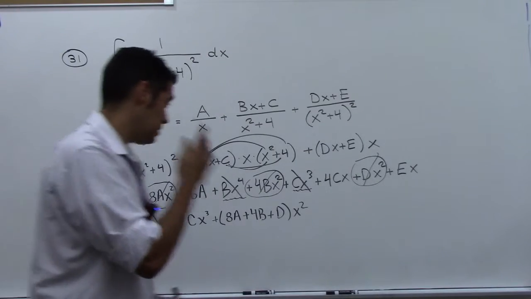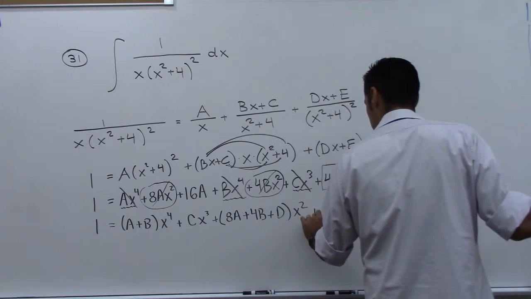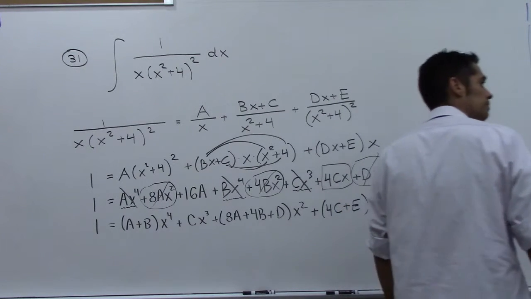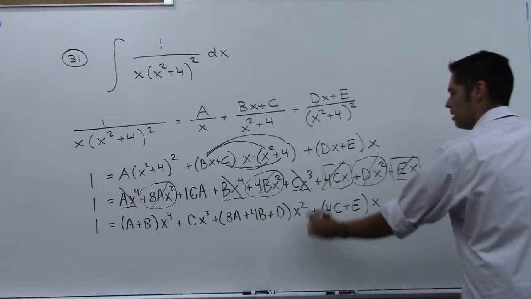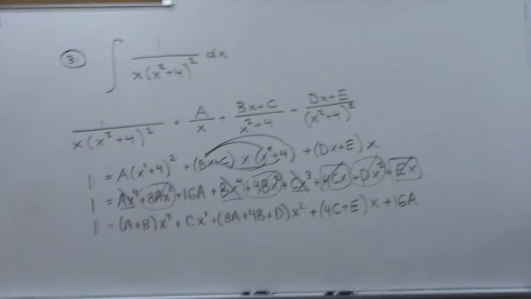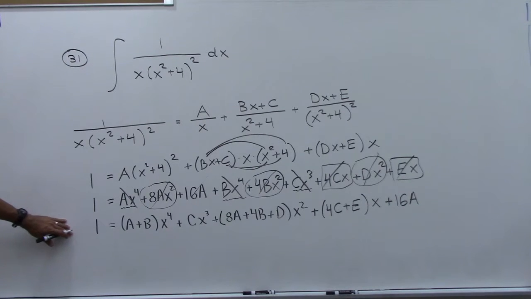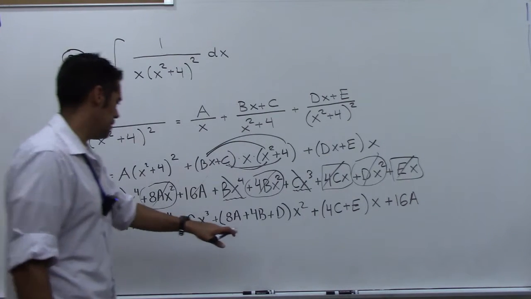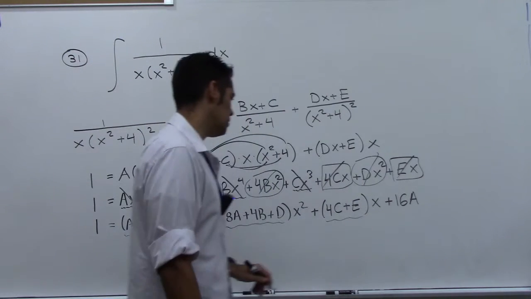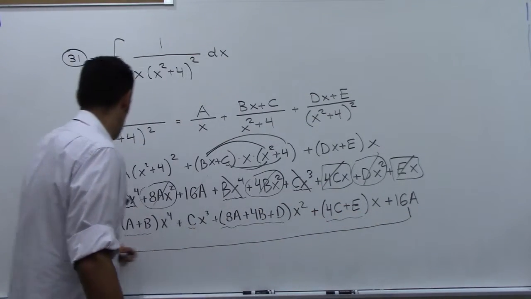Now x's, let's see, I've got that x term and this x term. So plus 4c plus e x. And then that takes care of this and this. And the last thing I have is plus 16a. All right, so finally, I need to match up the coefficients. Notice that I don't have any x terms over here. So all of these coefficients, talking about this, this, this, and this, those are all equal to 0. And the last one, 16a, has to match up with 1.